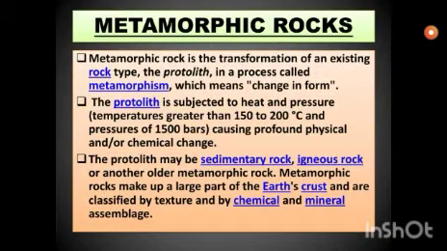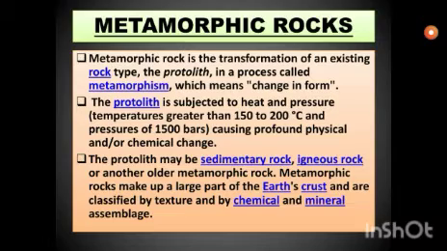Now, we will see the metamorphic rocks, the third type of rocks that we have to study in this lesson. The first was igneous, next sedimentary, now we have metamorphic. Metamorphic rock is the transformation of an existing rock type, like the protolith, and the process is called metamorphism. The formation of metamorphic rocks is called metamorphism, which means change in the form. Meta means change and morphism is the form. So it is changing, so it is change in the form.